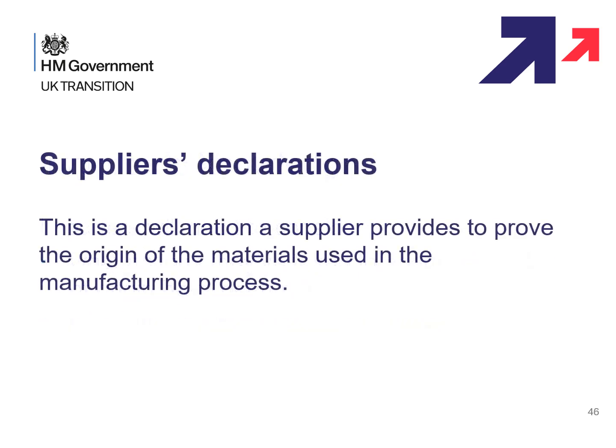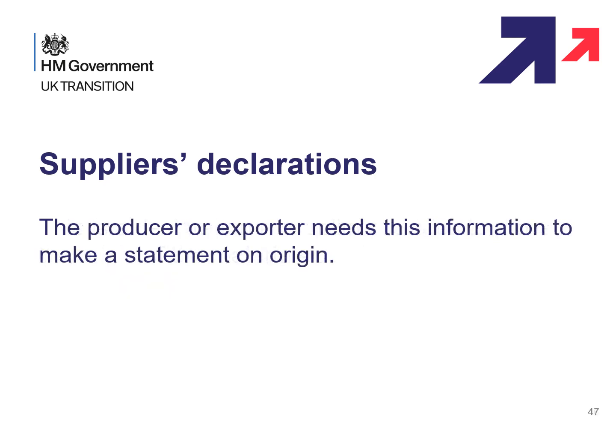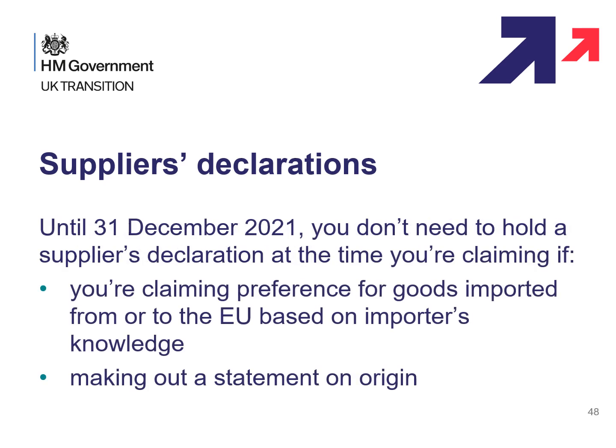Suppliers' declarations. This is a declaration a supplier provides to the producer or exporter to prove the origin of the materials used in the manufacturing process or for finished products that you buy and re-export. The producer or exporter needs this information to make a statement on origin. Until the 31st of December 2021, if you're claiming preference for goods imported from or to the EU based on importer's knowledge, or making out a statement on origin, you don't need to hold a supplier's declaration at the time you're claiming.